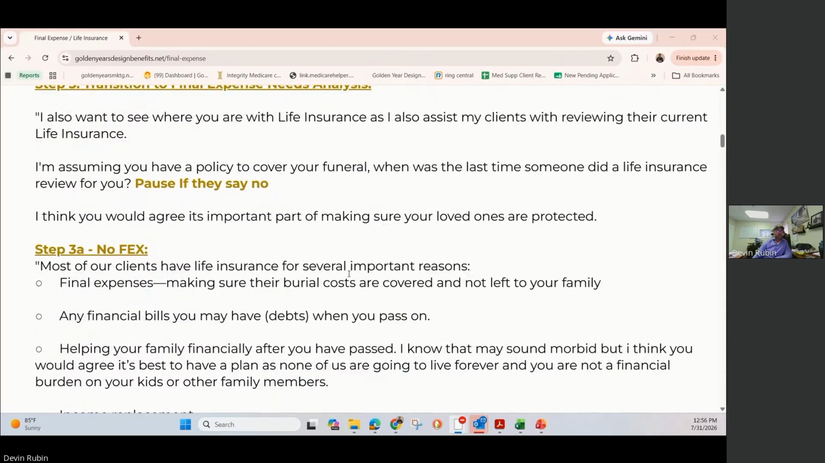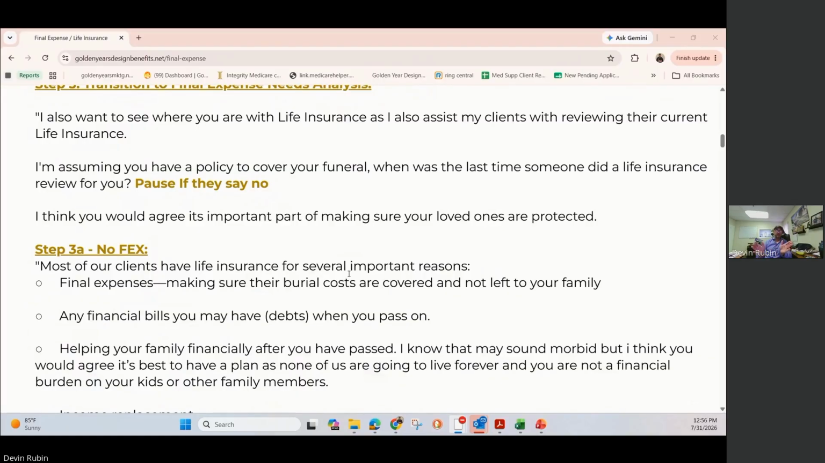So if nothing else comes up and you don't need to provide clarification, you're just going to come in and say, listen, I also want to see where you are with life insurance because I also assist my clients with reviewing their current life insurance. So this pitch assumes that they have life insurance, whether they have it or not. We're just going under the assumption that they have it. I'm assuming you have a policy to cover your funeral. When was the last time someone did a life insurance review for you?